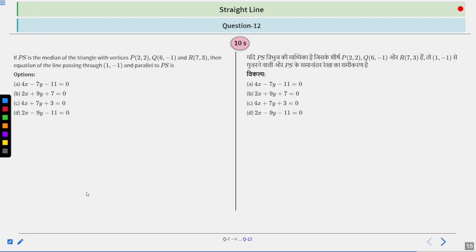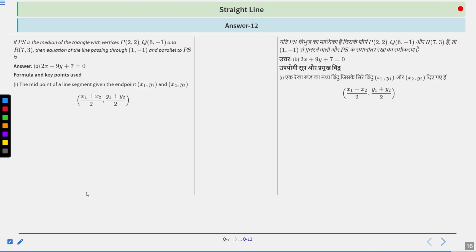You can easily find the equation of the line passing through (1, -1) and parallel to PS, right? So in this way, you can try to approach this question. You have 10 seconds to solve or think about this question. After 10 seconds, we will discuss the solution part, right? Okay, let's move to the solution part.